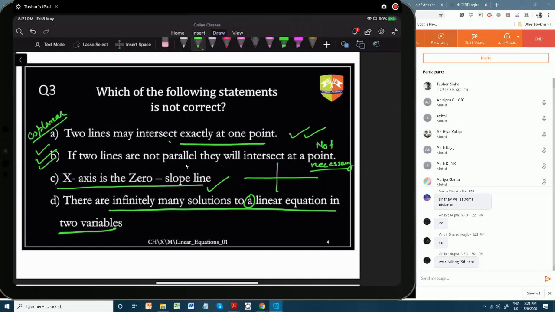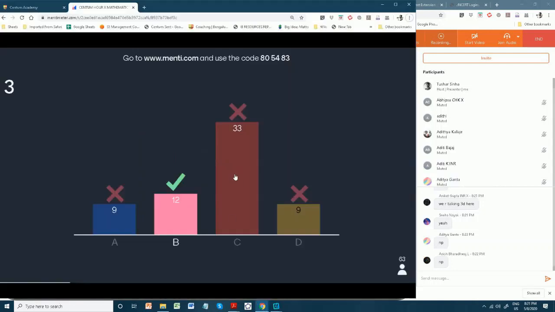Yeah, Aniket. Any issue here? Any problem? Anyone didn't understand? Okay, let's move ahead.